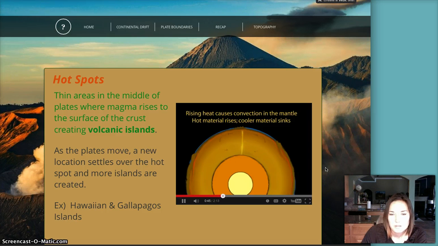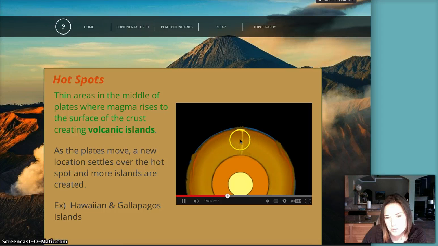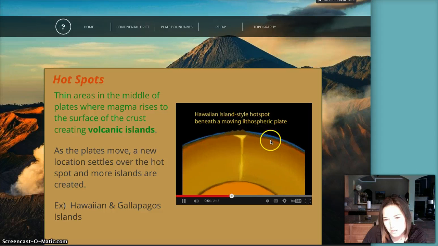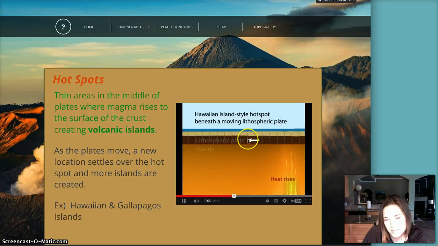Although magma may be generated as deep as 1,500 kilometers, this is the asthenosphere right here. That's where the convection currents are. And then we have our lithosphere, which is the crust, and just this upper part of the mantle right here.